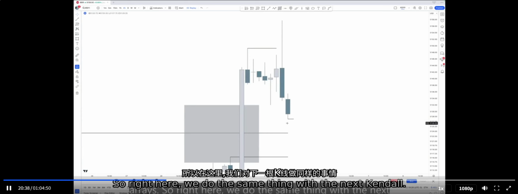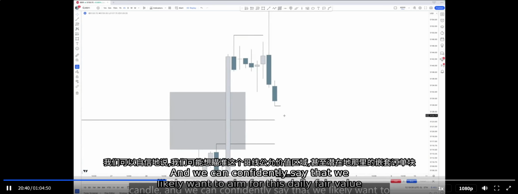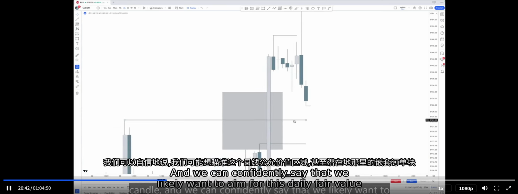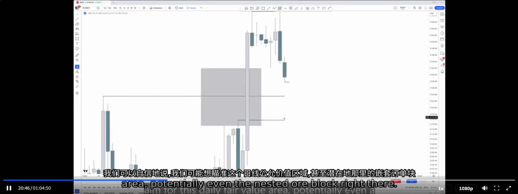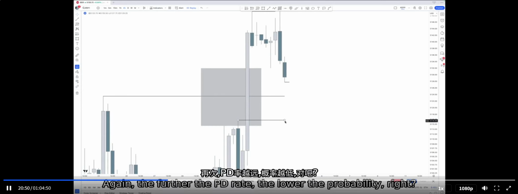So right here, we do the same thing with the next candle. And we can confidently say that we likely want to aim for this daily fair value area, potentially even the nested order block right there. Again, the further the PD array, the lower the probability. So the previous candle low, previous candle high is always the highest probability target. But after that, it can still be high probability when we have the dominoes effect. And the dominoes effect is what we're going to go over later on in this video as well.